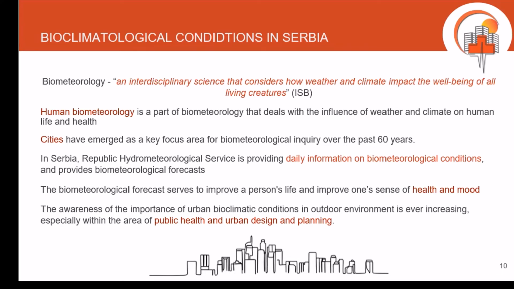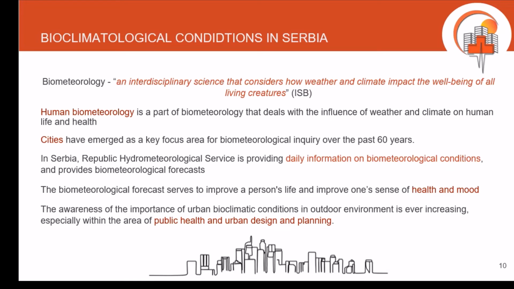So what is biometeorology? According to the International Society of Biometeorology, it is an interdisciplinary science that considers how weather and climate impact the well-being of all living creatures, not just humans, but also plants and animals. Of course, here we are only dealing with human biometeorology, the part that deals with the influence of weather and climate on human life and health. Cities are the main focus for researchers, and it is very important for people, because since 2007, more than 50% of the world population lives in cities. That is why it is justified to have cities as the focus of biometeorological research.